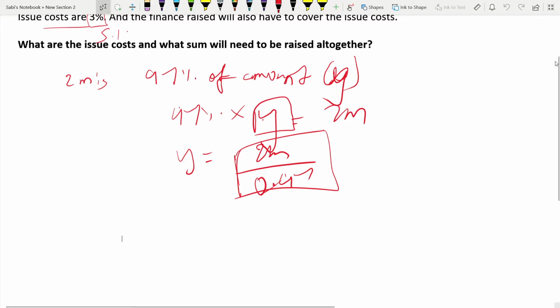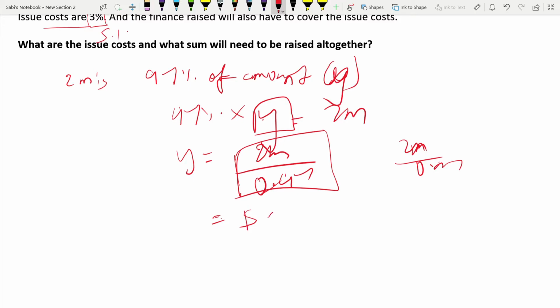Excel will do this very easily for you. But in Excel, if you just write 2 million with an M in front of it, it will not deal with it as 2 million. Maybe when you're writing it, we understand it is 2 million, but Excel will not understand. So in Excel or in the calculator, you have to write the full number. The amount will definitely be more than 2 million because you are grossing it up.